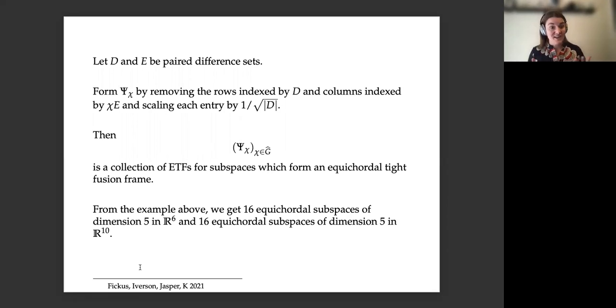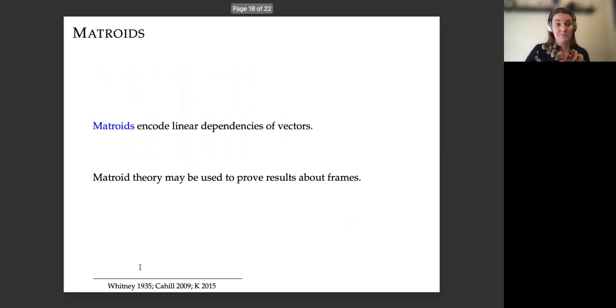Then this collection of subsets is a collection of equiangular tight frames for their spans, and their spans are subspaces which form an equichordal tight fusion frame. In the example that we saw above, depending on whether we choose D or E as being in the group or the dual group, we get 16 equichordal subspaces of dimension 5 in R6 and 16 equichordal subspaces of dimension 5 in R10.